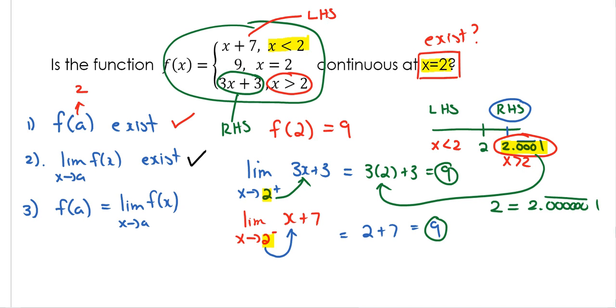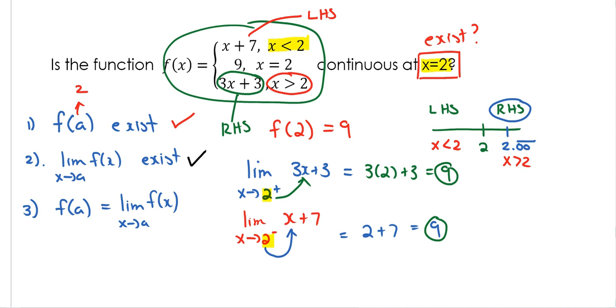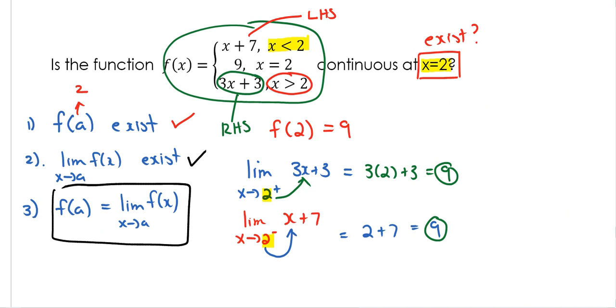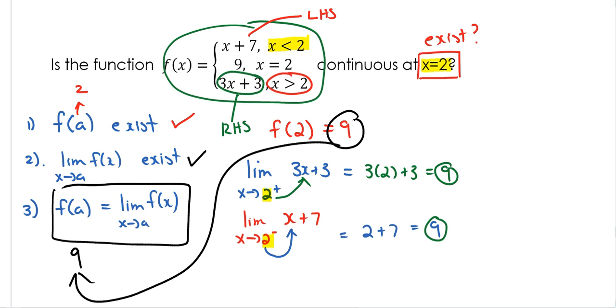Alright, so now that I've gotten that out of the way, erase this, erase that, erase all of this. You'll notice that my limit does equal 9, and what about my third condition here? Is this third condition true? Well, f of a, that's going to be 9, that's over here. And my limit also equals 9 because I evaluated that over here. So since f of a equals the limit of f of x as x approaches a, I can definitely say that my graph is continuous at x equals 2.